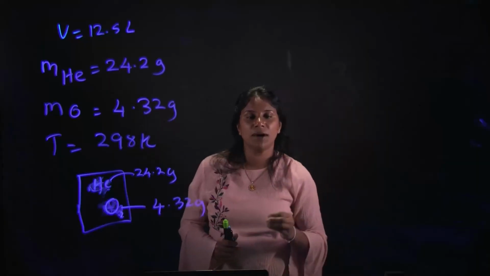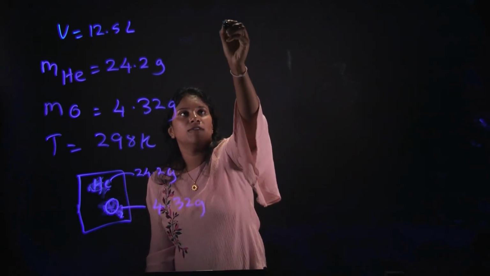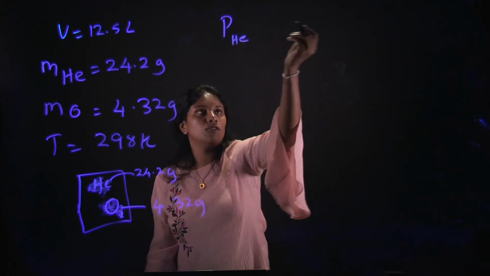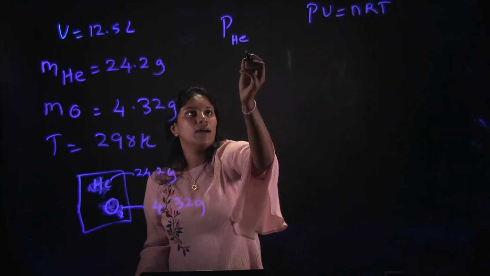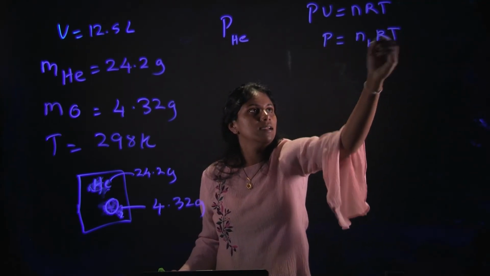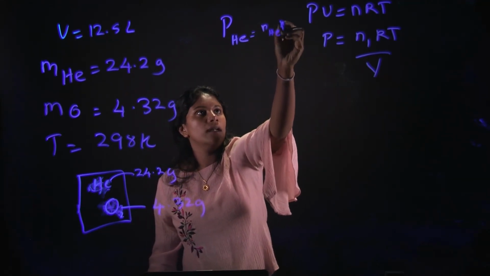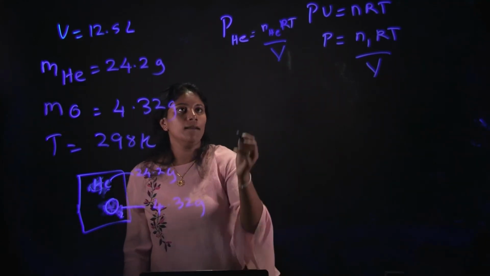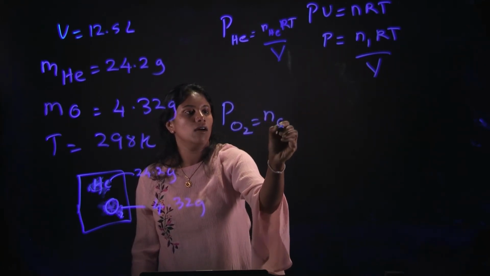This question has another part, to find the partial pressure of each individual gas. So for that you can find P helium. How to find it? You remember the PV equals nRT equation. So then you can rearrange, P equals nRT divided by V. Similarly, P helium is N helium RT divided by V. You can find the partial pressure of helium, and then the partial pressure of oxygen, P oxygen, is N oxygen RT divided by V.